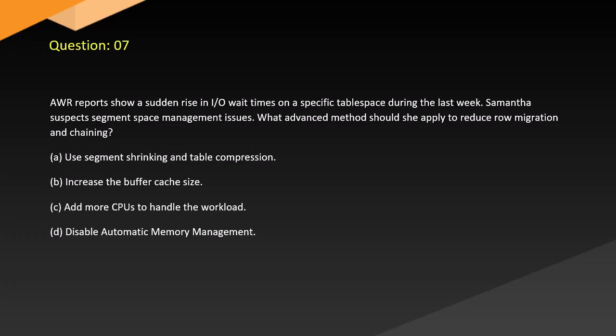Question 7. Reports show a sudden rise in I/O wait times on a specific tablespace during the last week. Samantha suspects segment space management issues. What advanced method should she apply to reduce row migration and chaining? A. Use segment shrinking and table compression. B. Increase the buffer cache size. C. Add more CPUs to handle the workload. D. Disable automatic memory management.